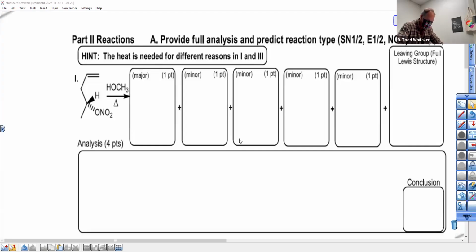All right, everybody, we got through our roadmap. We're ready to do some reaction type predictions.